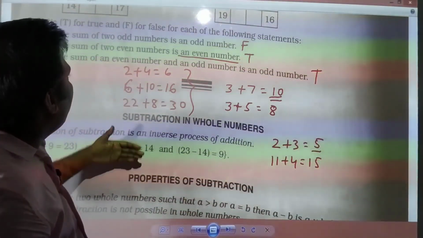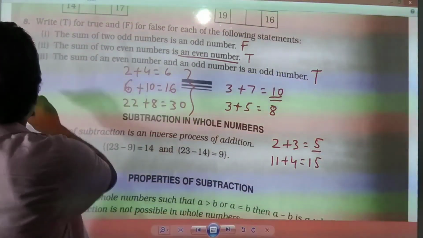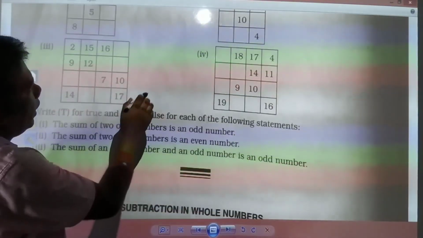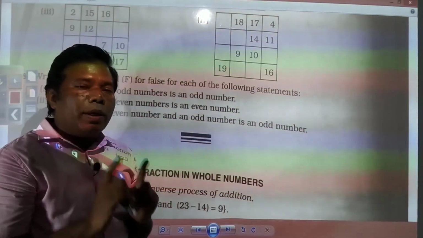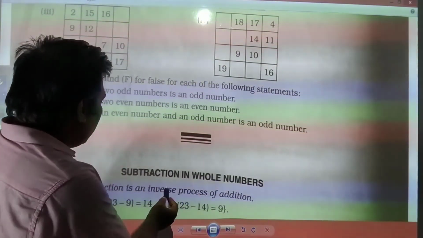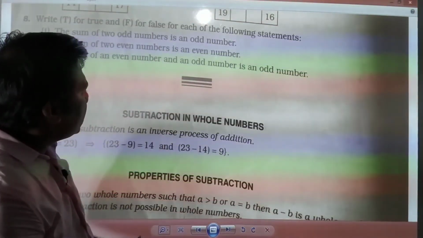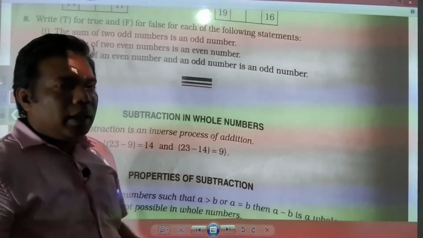So in this way we have completed this exercise, and all the remaining questions which have not been done now are required to be done, and they must be there in your notebook. Next day we will see subtraction in whole numbers, and till then, thank you.